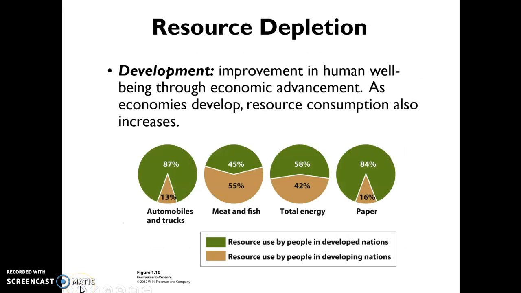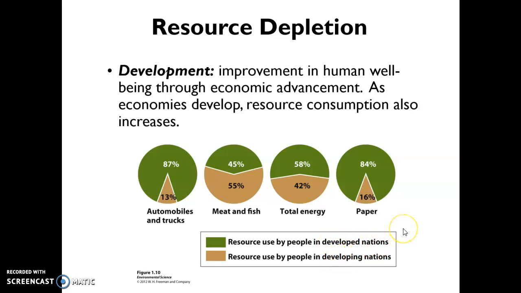So countries can be divided based on their level of development. Development means improvement in human well-being through economic advancement. That means that as an economy advances, people have more money to do things like obtain food, heat their homes, or use other resources. And so societies are divided into two categories, developed nations and developing nations.